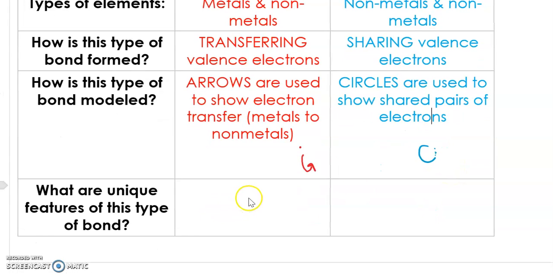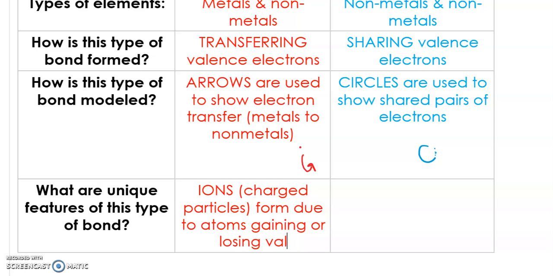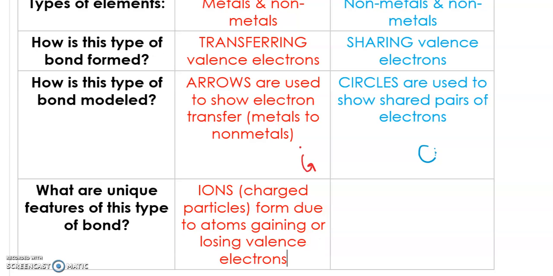The last way that these are different is what unique features this bond has. So for ionic bonds, written in red here, ionic bonds form what we call ions, which are charged particles. These form due to atoms gaining or losing valence electrons. So when you're looking at an ionic bond, you have to think about what charge your nonmetal is getting and then what charge your metal is receiving now that it has lost valence electrons.